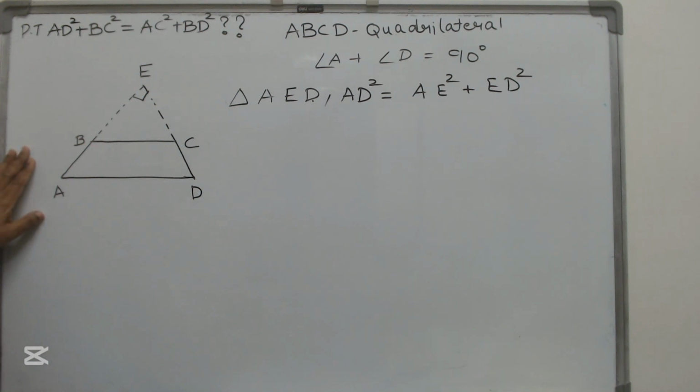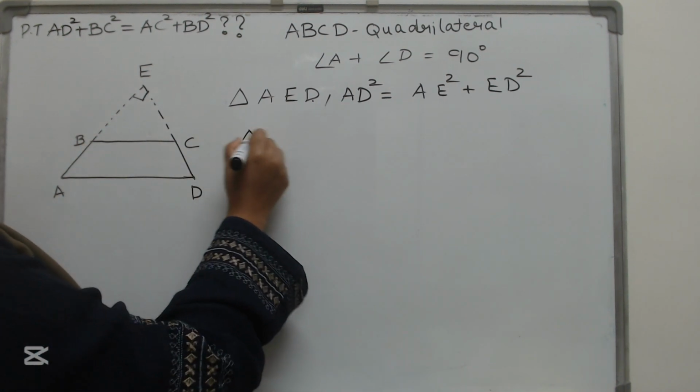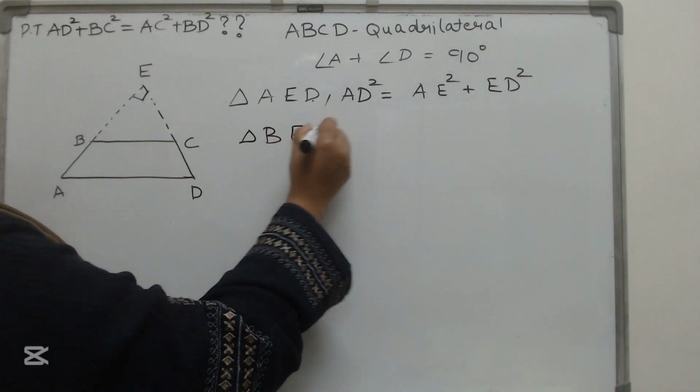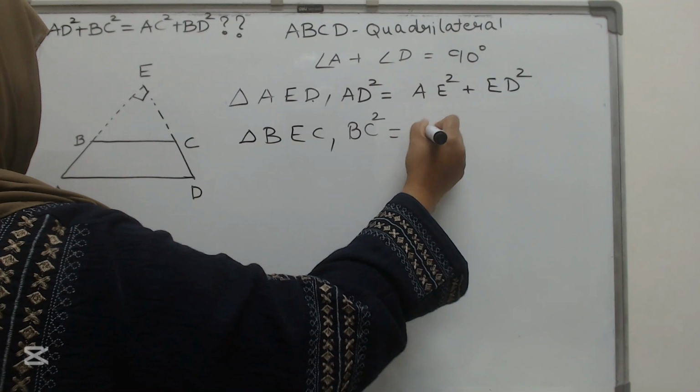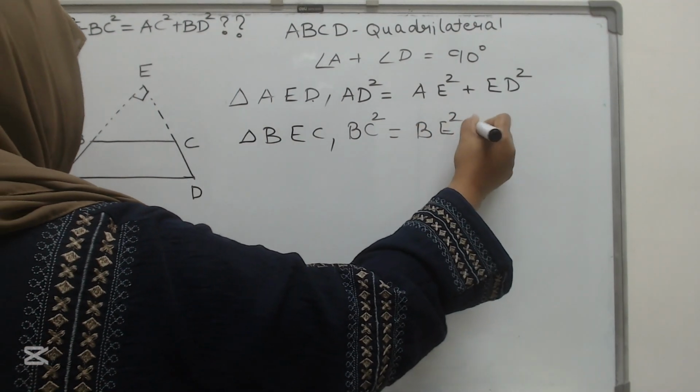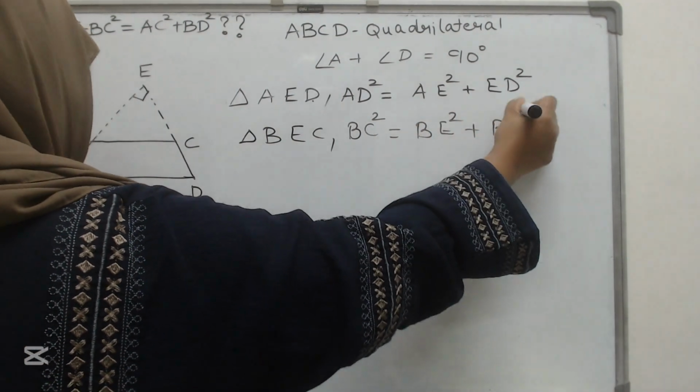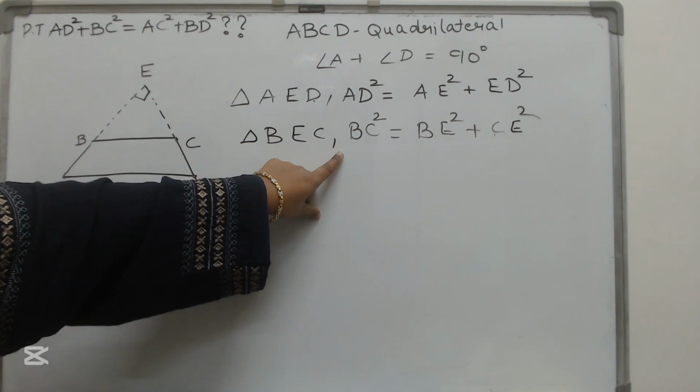Now look carefully and tell me, is that the only right triangle that you see here? No, there is another one. What is it called? BEC. What is its hypotenuse? BC. Apply the Pythagoras theorem again and you get such an equation. And there you have got two equations.